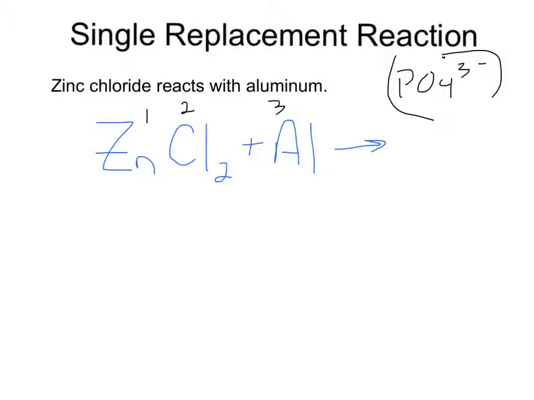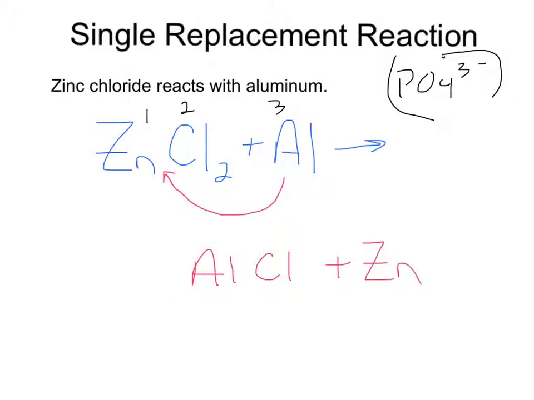Now a single replacement reaction means that what's going to happen here is that the zinc, which is attached to this chloride, is going to be replaced by the aluminum, and the aluminum is going to say, no, I am more reactive than you are, and I'm going to take hold of that chlorine instead of sitting by myself. So what you're going to end up with here on the product side is aluminum and chlorine adding themselves together, and zinc sitting by itself.